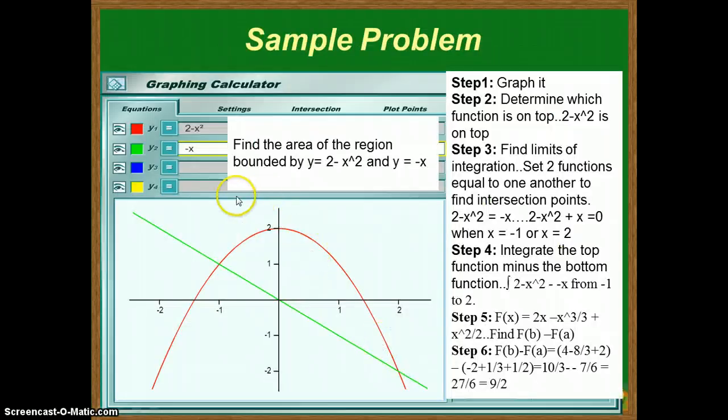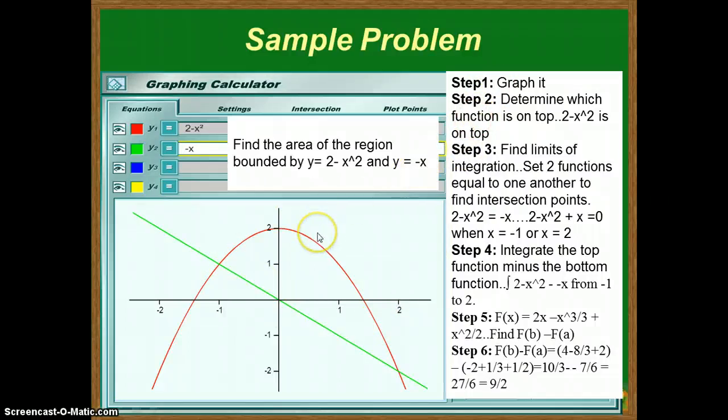Here's a sample problem. Let's find the area of the region bounded by two curves. First of all, we have y equals 2 minus x squared. That would be this red parabola. And then y equals negative x, the green line. Step 1 I've already done here is graph it.